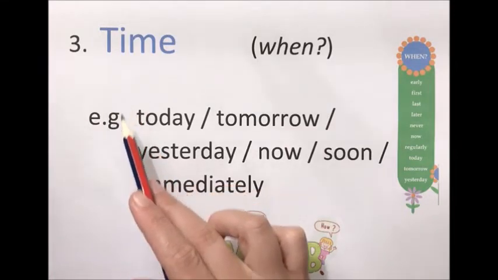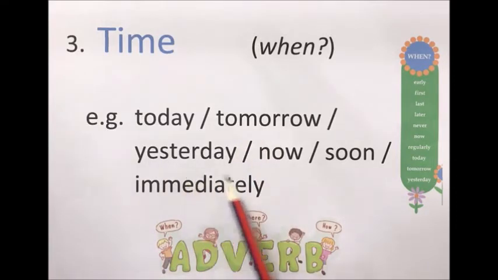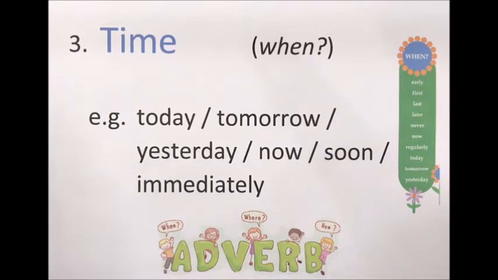Leave a line open, then you write your examples. Today, tomorrow, yesterday, now, soon, immediately. These are only a few of the examples. More include early, first, last, later, never, regularly. So there are a lot of examples. Let's try and use some in a sentence. I spoke to her yesterday. My verb, spoke. When did I speak? Yesterday. So my adverb of time is yesterday.